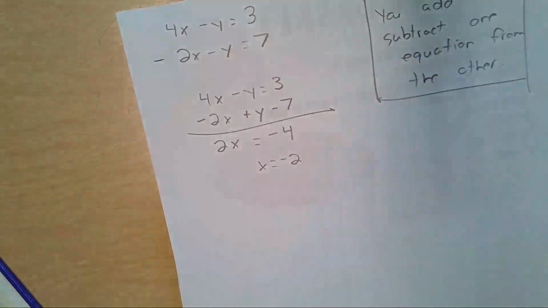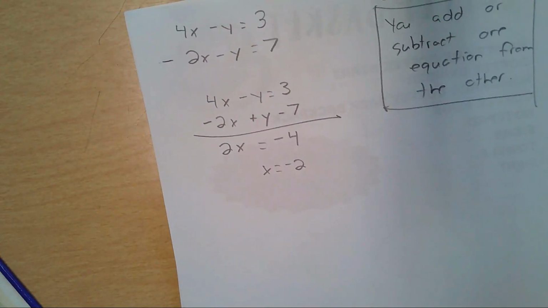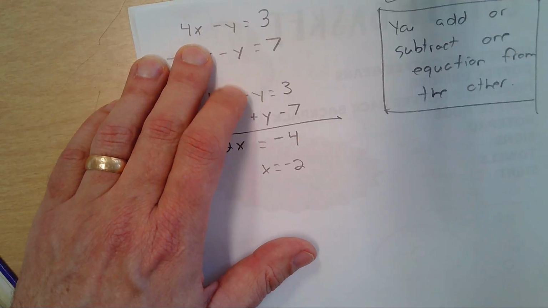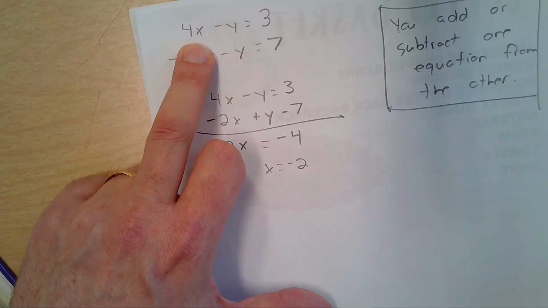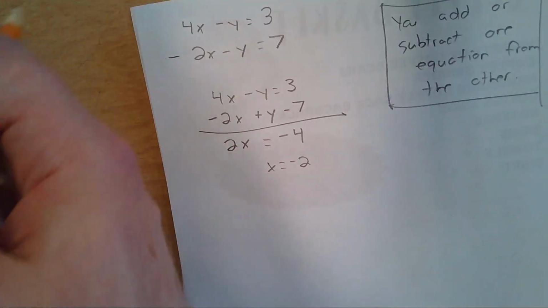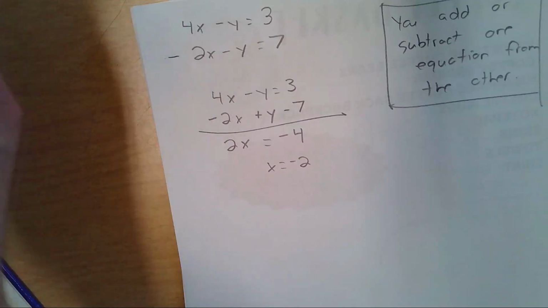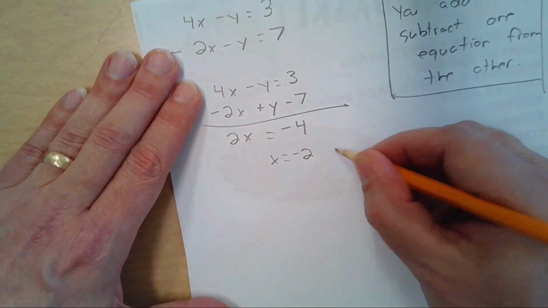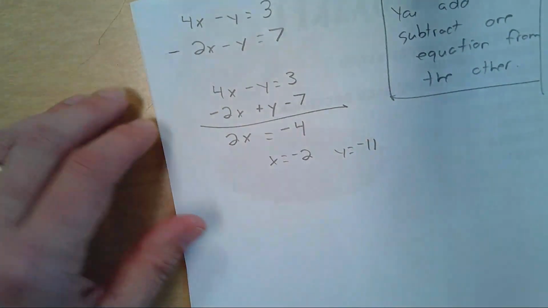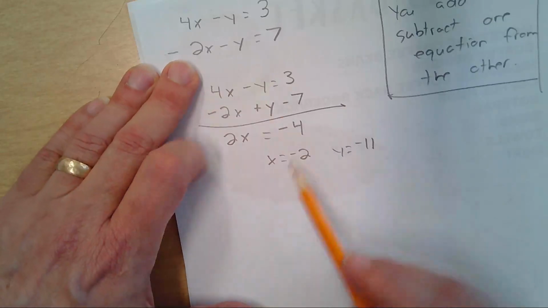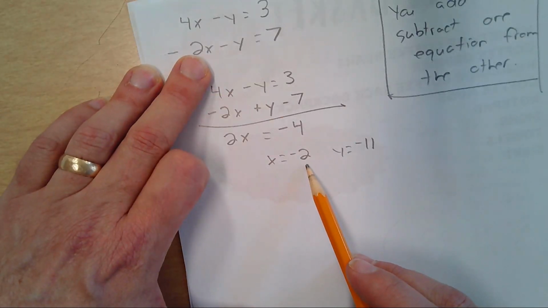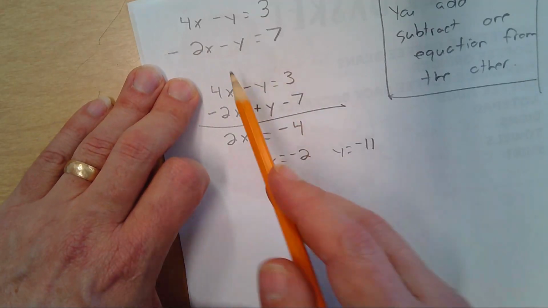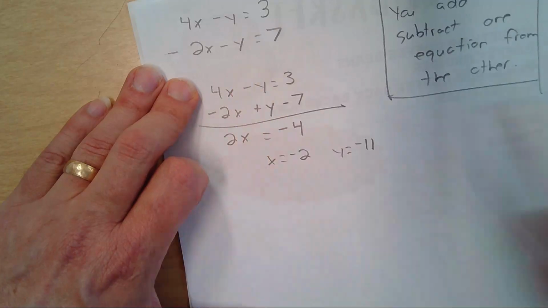Now I can just go back to either equation, plug that value in. 4 times negative 2 is negative 8. And then negative 8 minus what equals positive 3? It'd be a negative 11. And same thing here. Negative 2 times negative 2 is positive 4. And then positive 4 minus what equals 7?